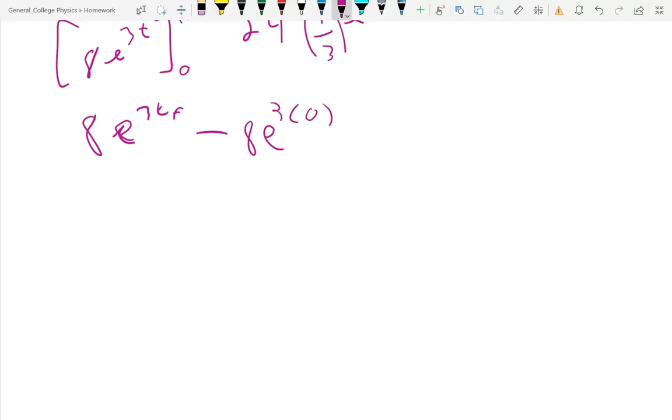And 3 times 0 is 0, and e to the 0 is 1. Okay. So then you have 1 times 8, basically. So then you get 8. Oh, actually, no. I'll just show it that way. 8e to the 3t sub f minus 8. All right. Good job.